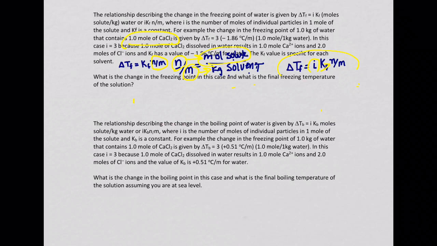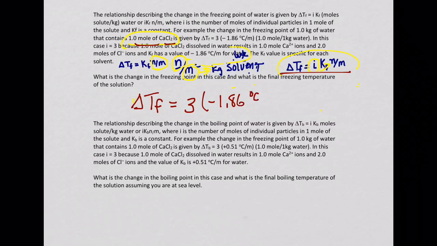this relationship right here. And so in this one you'd have the change in the freezing point temperature. i, in this case, is 3 because each mole of these gives 3. The freezing point depression constant is minus 1.84, I think it is. Is it 1.8? Let's see. I've got to erase that right there. 1.86. And that is degrees C per molality, is what it's called.